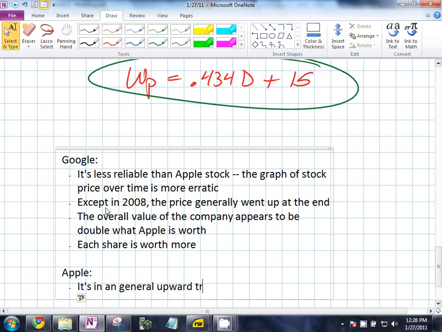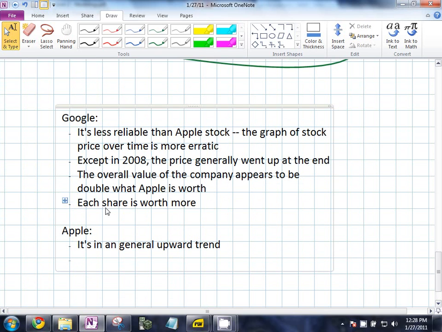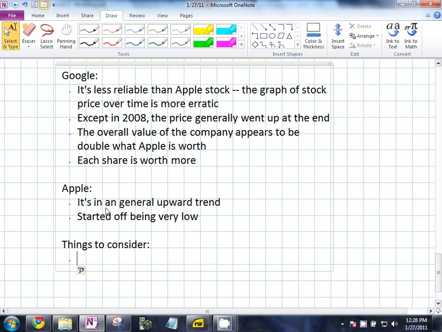It started off being very low. Now you have to be, let's just get into this now. We have to be very careful when we use words like started low, high, fast. Those are all relative terms. What do I mean by relative terms?